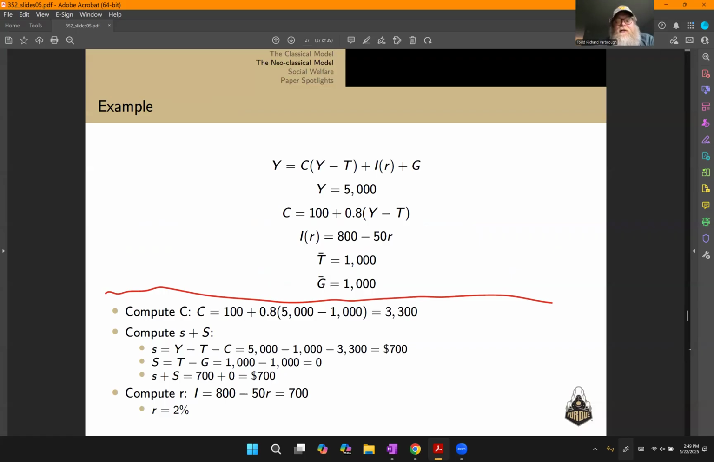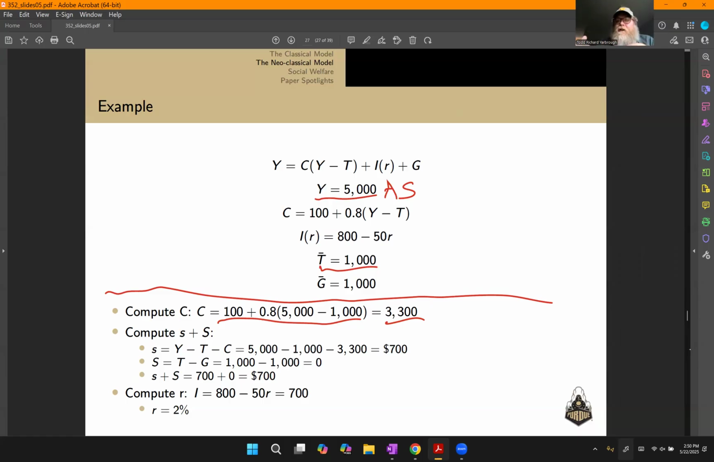And so the idea here is that we first want to compute consumption. The reason why we first want to compute consumption is because we need to know what private savings is going to be. And in order to compute consumption, we just take the production side. So this is aggregate supply. The economy is producing 5,000 units of stuff. And we take that, we also take the level of taxes, and we plug that into the consumption function that we see here. And we do the math there, and we get 3,300, assuming the math here is correct.